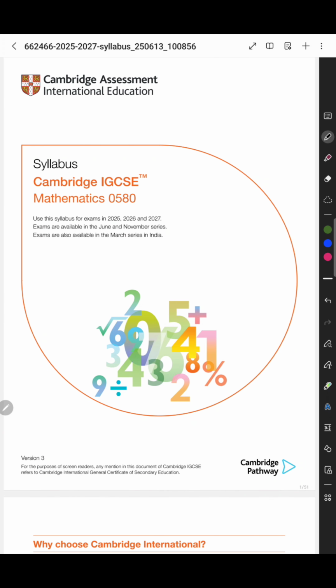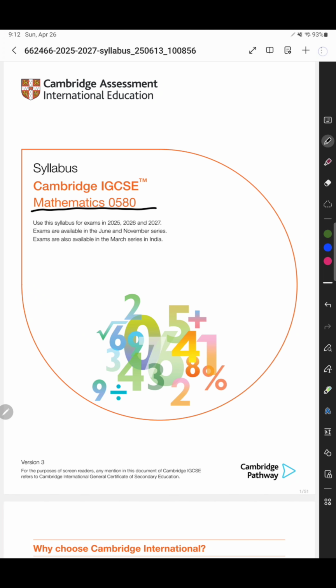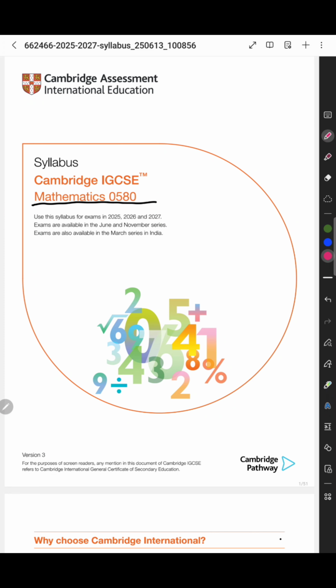Are you taking your IGCSE exams in 2025, 26 or 27? If so, the game has changed. From new non-calculator papers to updated topics, there is a lot you need to know to get that A star. Today, we are breaking down the official Cambridge Mathematics 0580 syllabus so you can walk into the exam hall with total confidence. Let's now dive into the Cambridge IGCSE Mathematics syllabus.